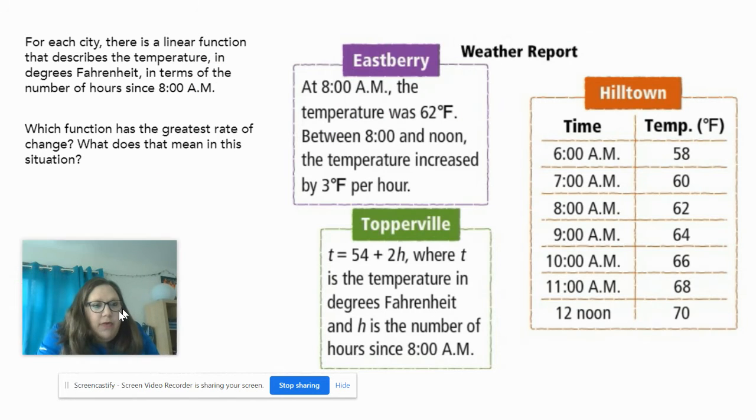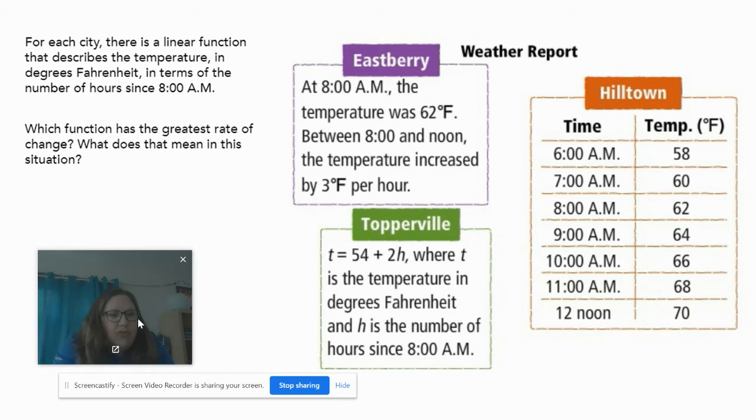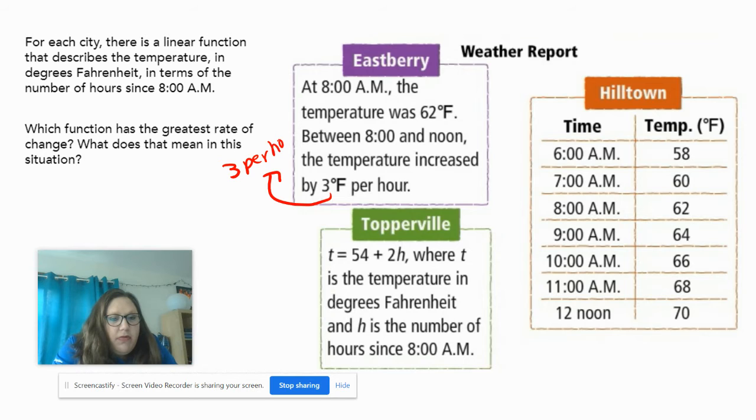Okay, so for each city, there's a linear function that describes the temperature in degrees Fahrenheit in terms of the number of hours since 8 a.m. Which function has the greatest rate of change? So let's look at Eastbury. At 8 a.m., the temperature was 62 degrees, and then between 8 a.m. and noon, the temperature increased 3 degrees per hour. So this rate of change is 3 per hour. That's what it's changing by.